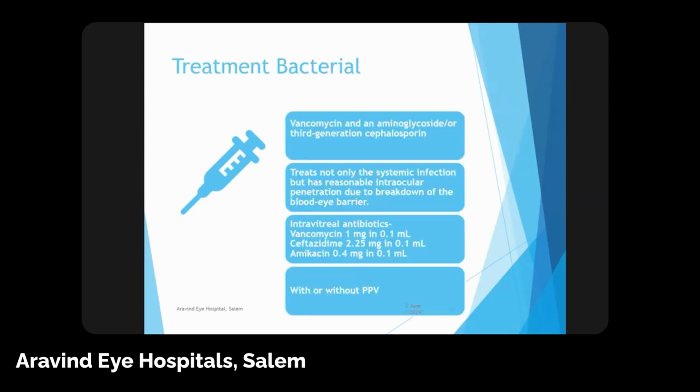So the treatment protocols, bacterial: vancomycin and an aminoglycoside, as you see here, and a third generation cephalosporin are ideal antibiotics to start treatment with. It treats not only the systemic infection, but also has a reasonable penetration into the eye as well. I'm sure you all are familiar with the doses of antibacterial drugs intravitreally.